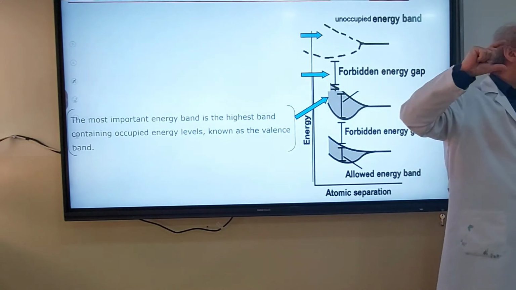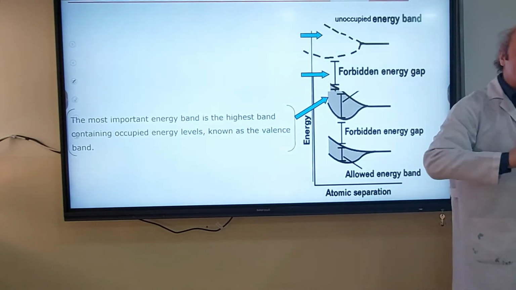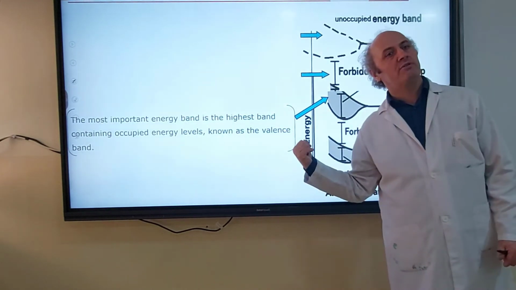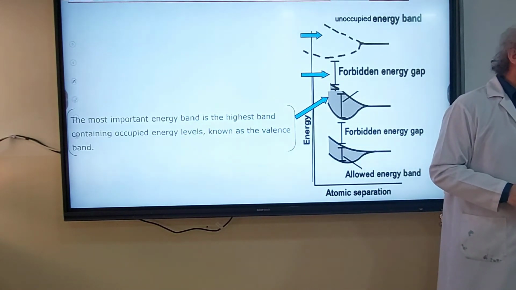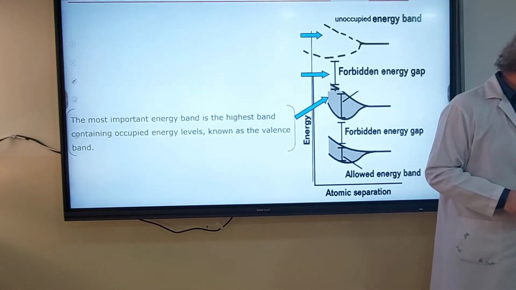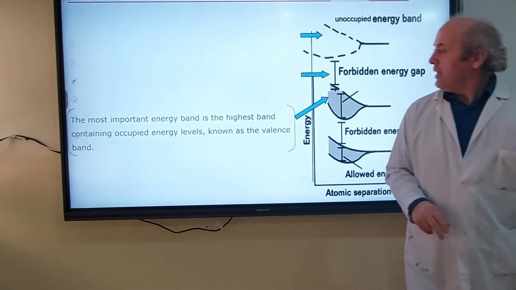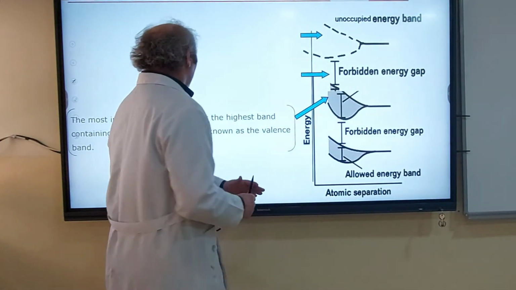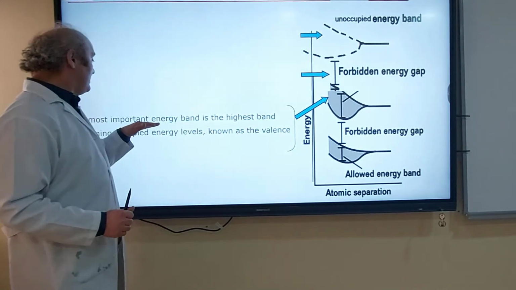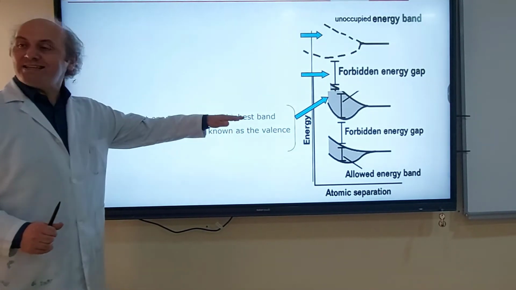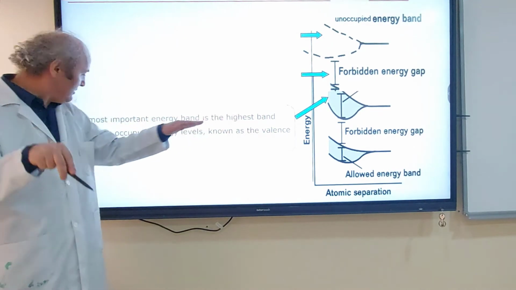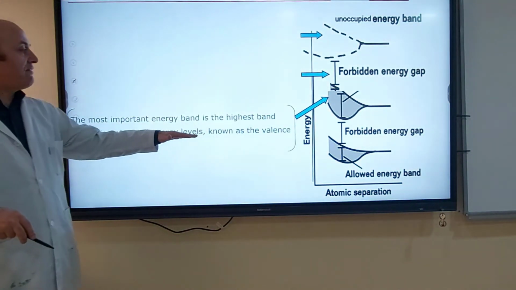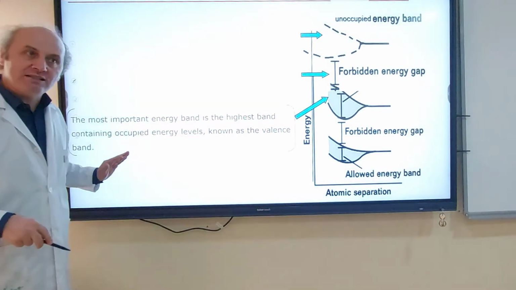Because electrons can never be found between two energy levels according to Bohr's model. And here also, the same thing. An electron can never be found between two energy bands, which is called the forbidden energy gap. And I said that the most important energy band is the highest band where the valence electrons exist, containing occupied energy levels, known as the valence band.